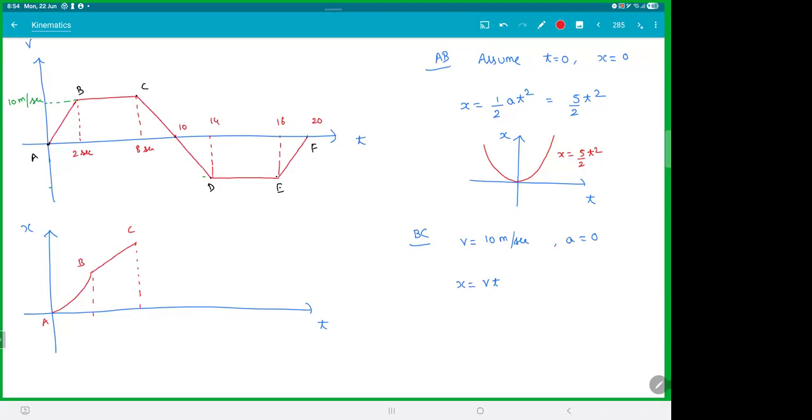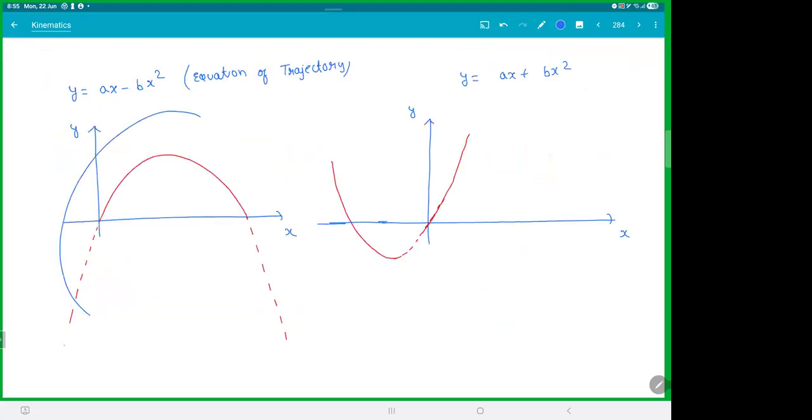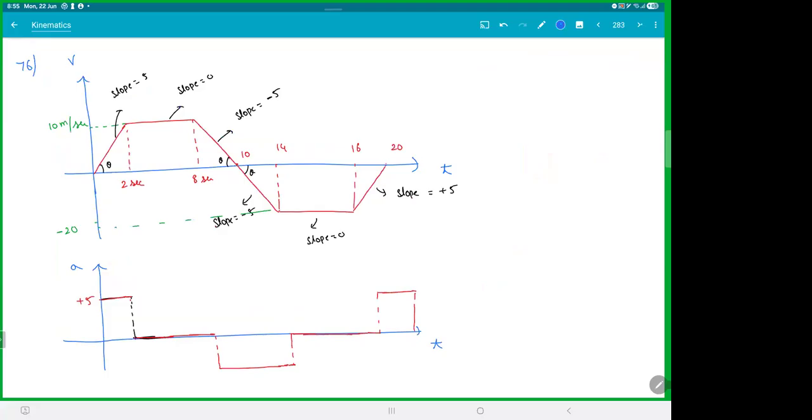Now when you go from C to D, again there is a deceleration this time. C to D, your velocity is 10. Your acceleration is minus 5. And you know how the equation will look. So this will be like 10t minus half 5t square. This is an inverted parabola. This is going to look like this. But it won't start at the origin here. It has to start from this point here.